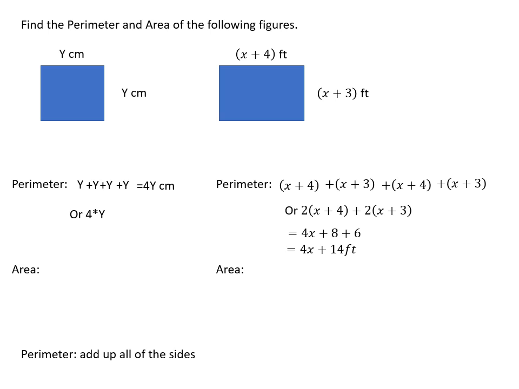Area, how do you find area of a rectangle? That's right, multiply length times width. So on the first one, that's going to be y times y, which is y squared centimeters squared. The second one, that's x plus 4 times x plus 3.